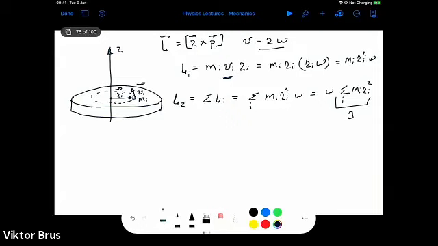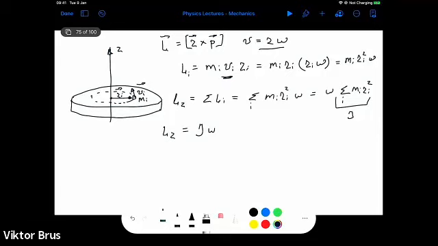So we can write that the total angular momentum about axis z of this disk will be equal to the moment of inertia times omega, angular velocity.